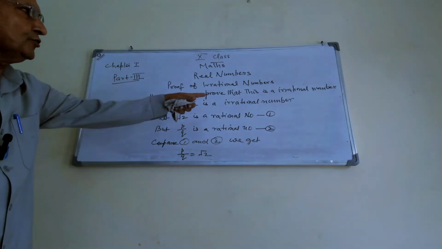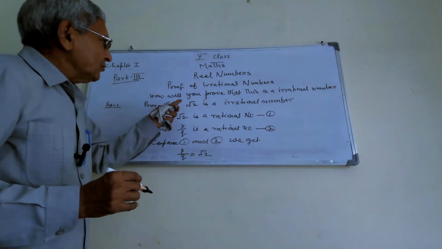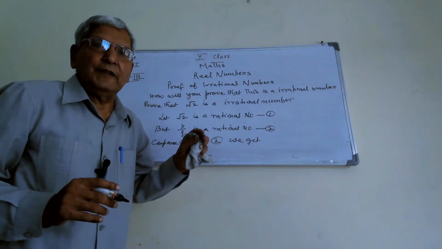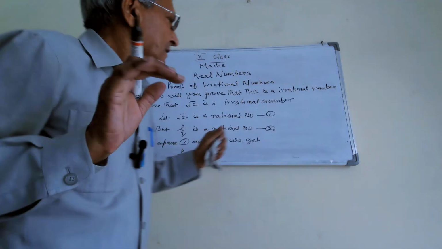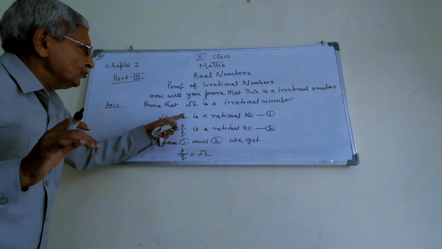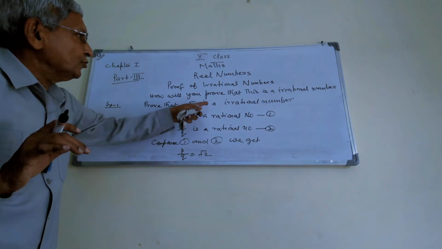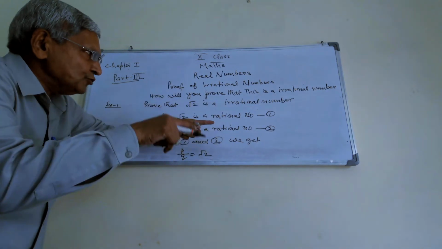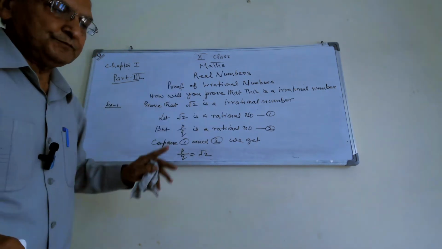Prove that root 2 is an irrational number. This is the first example. You have to prove root 2 is an irrational number. For this, we have to assume, contrary to what is given, that root 2 is rational.